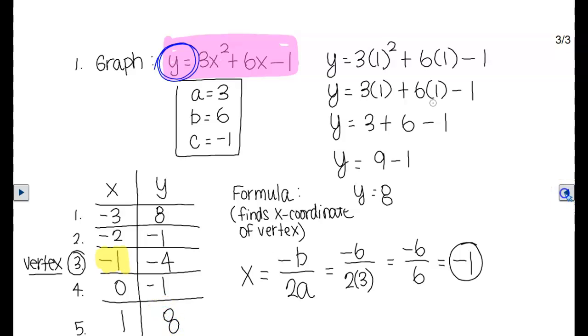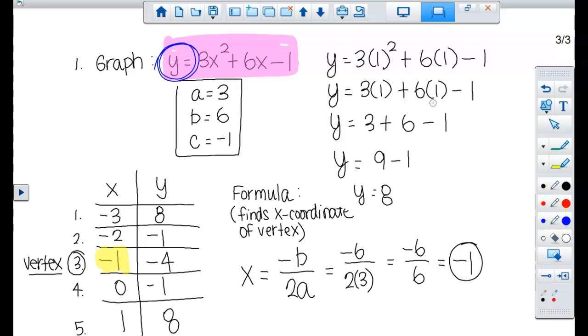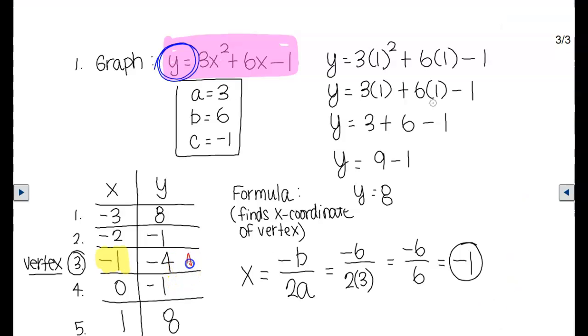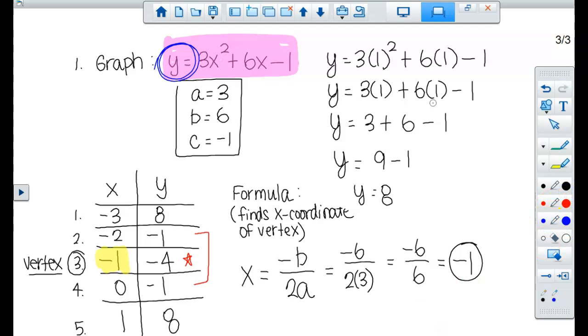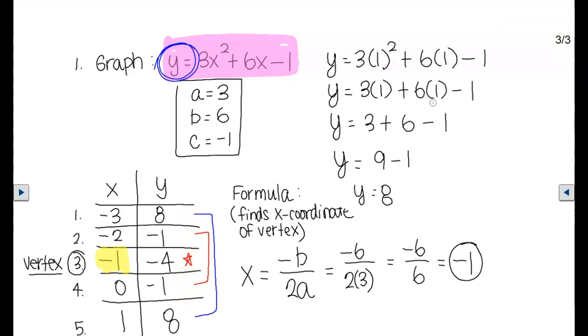Now, I want to point out something here that's going on in our table. We said that this middle point would be our vertex. What I want you to notice is the y values directly on either side of that have turned out to be the same. So both of these have negative 1 as the y value, and both of these have positive 8 as the y value. Now that could save you some work.